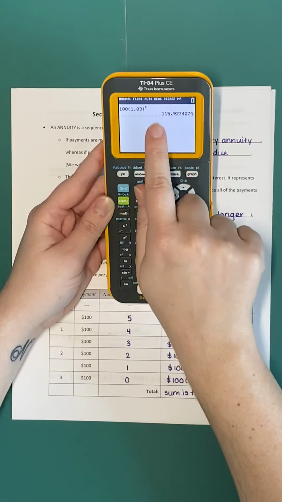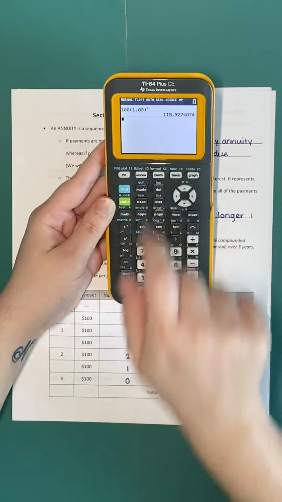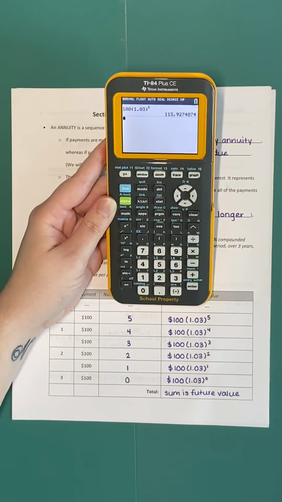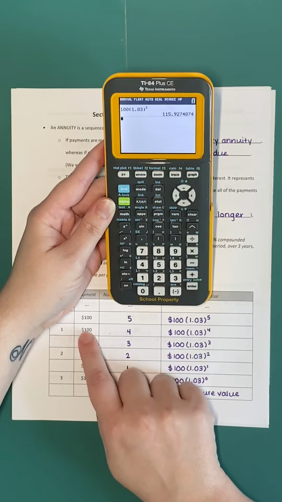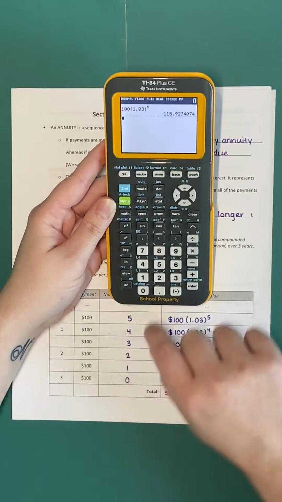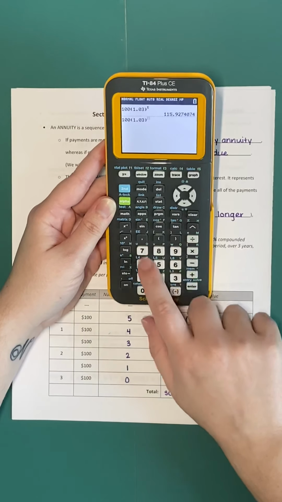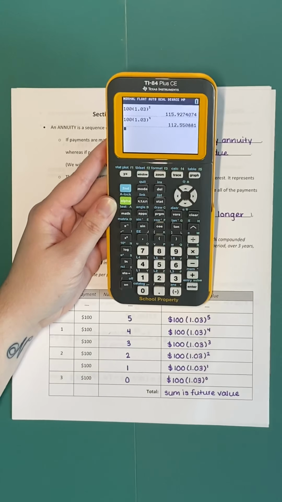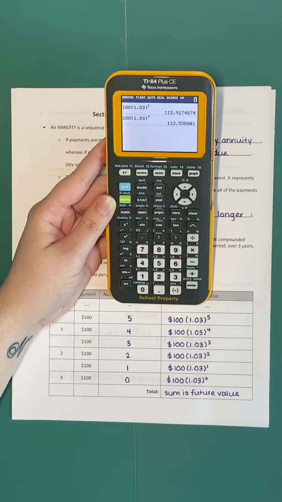So how much interest did it earn? Well, we've got the $100. Anything additional added on represents interest. So the first $100 payment made about $15.93 worth of interest. Now, what about the next $100? Remember, this one sat in the account for one fewer interest period. So 100 times 1.03, but now we're raising it to the 4th power because it was only in there for 4 interest periods. And notice it's worth just a little bit less, $112.55. And again, it's worth less because it didn't have as much time to collect interest.